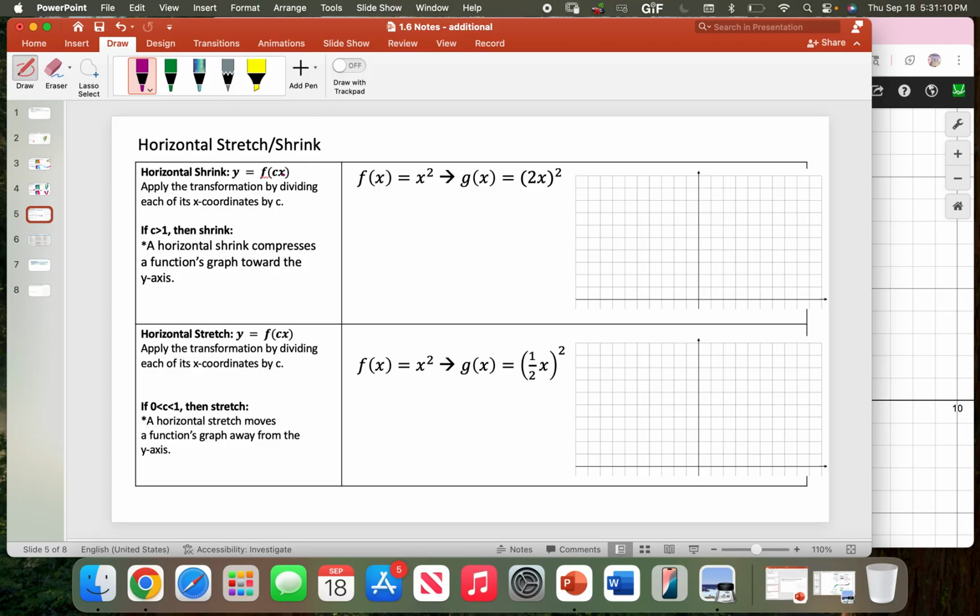Okay, for a horizontal shrink or stretch, now we're going to have some value attached to the x. So this is directly multiplying the x value by some c value. It's the opposite terms for a horizontal stretch or shrink versus the vertical stretch or shrink. If the c value is greater than 1, in this case, this is called a horizontal shrink. Here's where we're going to be dividing by our c values. And the horizontal shrink makes the graph go toward the y-axis. So again, I'm using x squared as my parent function here.